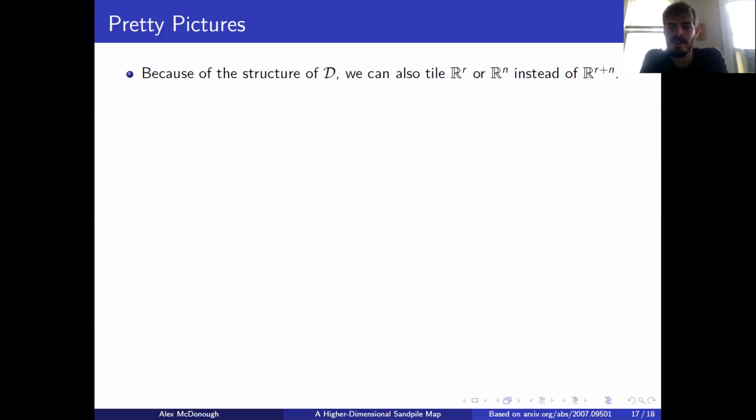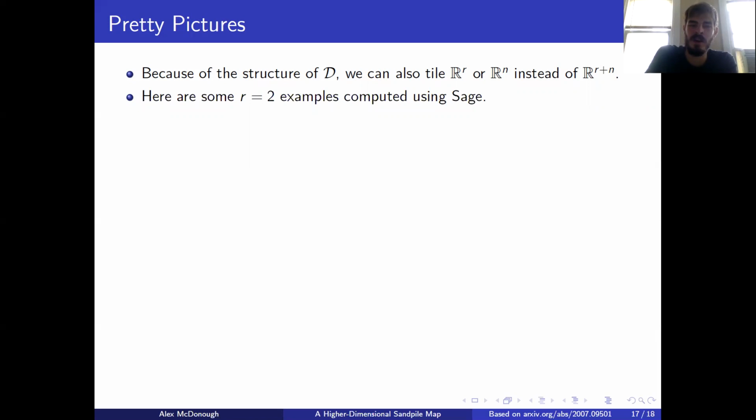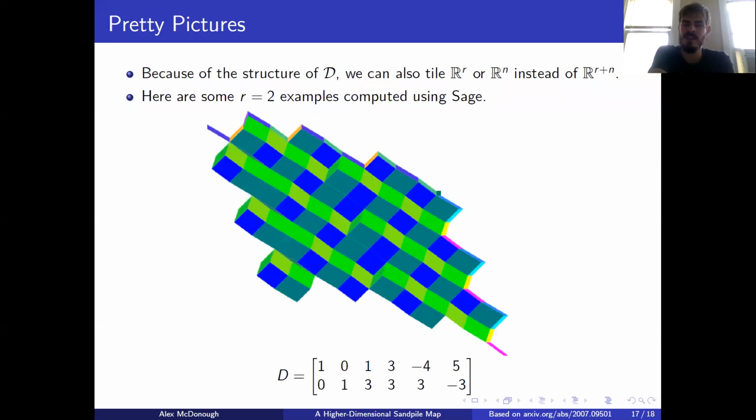And finally, I want to show you some pretty pictures. I'm not going to go super into detail on how this works, but based on the structure of curly D, we can actually tile R^r or R^n instead of R^(r+n). And that means that with r equals 2 and n equals whatever, we can get a tiling of R^2. So in particular, here's an example I did in Sage. In this case, when we go down to the lower dimension, instead of getting 1 parallelepiped of size multiplicity squared, we get multiplicity many, each of size multiplicity. So it ends up being the same total volume.